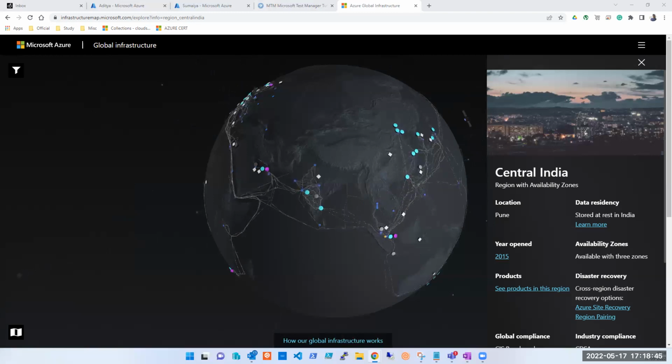Fault domain and update domain. Perfect. So guys, do not miss that. Whenever we are discussing availability set, you should remember that availability set comprises of fault domain and update domain. Now, who could tell me what is a fault domain and what is an update domain?